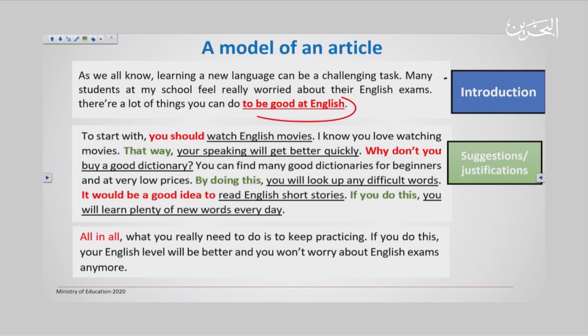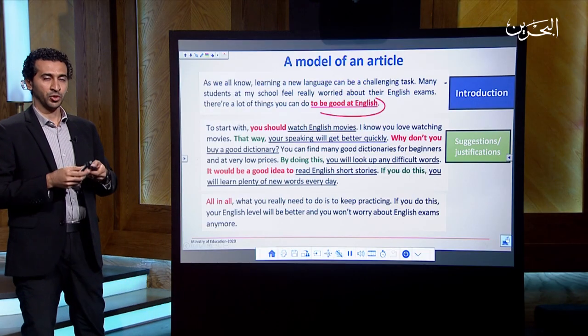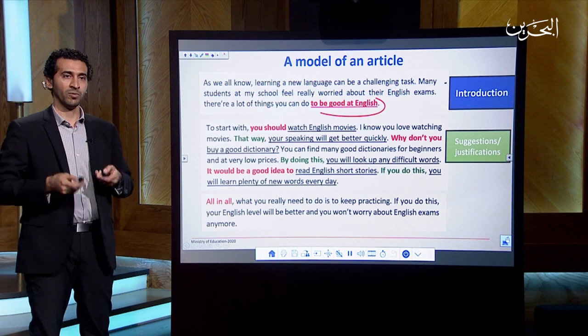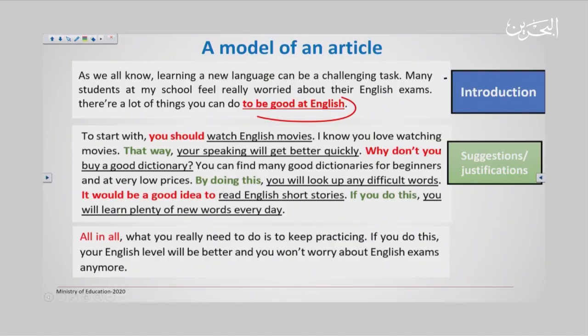Well, you can have two suggestions and two justifications. If you want to write more, you can have three. It's up to you and how many ideas you have. So where is the first suggestion? What is the problem here again? Your friend is not that good at English and you are writing this letter to give him some suggestions. So the first one is watch English movies. And what is the expression that we use to give this suggestion? You should. The other suggestion is, why don't you buy a good dictionary? So here's another suggestion. And the third one, it would be a good idea to read English stories.